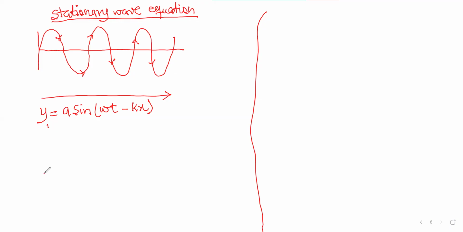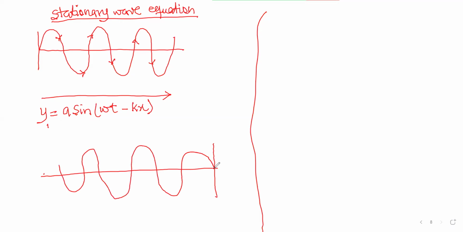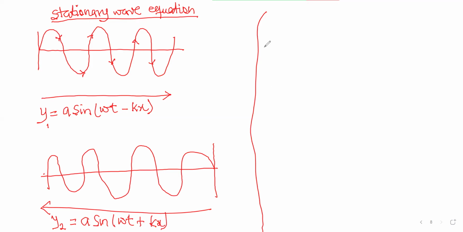A progressive wave moving from right to left, on the other hand, that's the reflected wave, has an equation: y2 is equal to a sine (omega t plus kx).